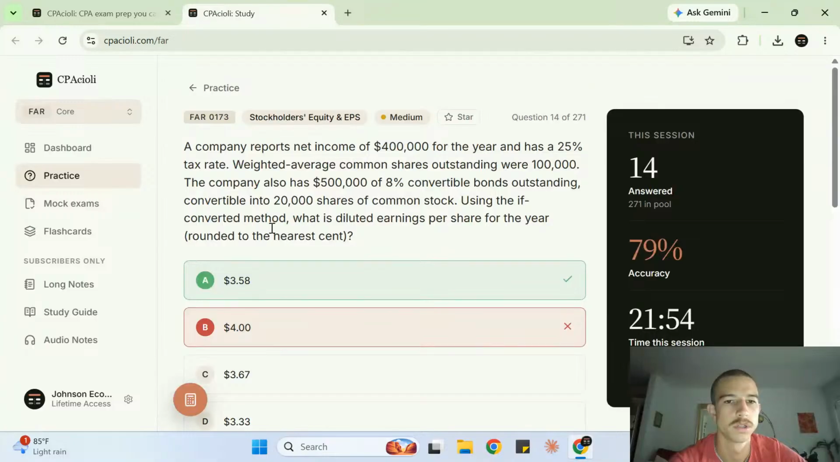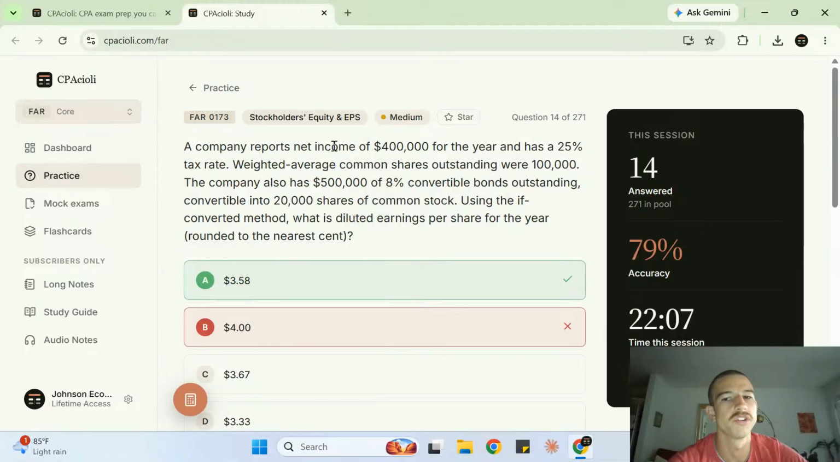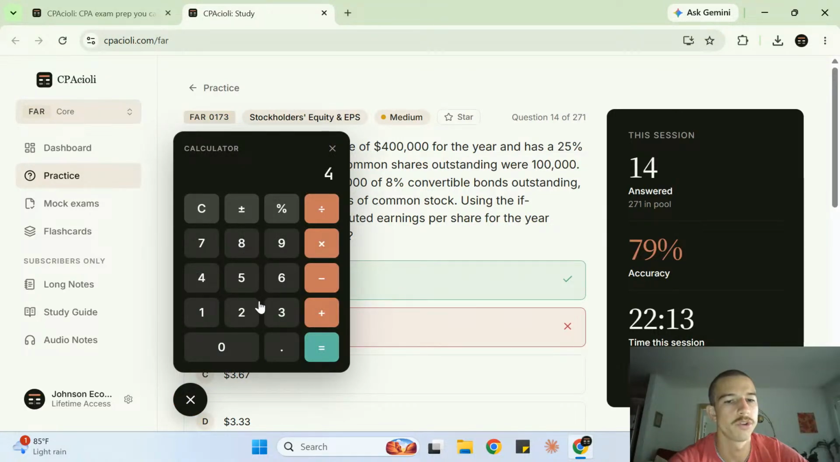So you have to take 500,000 times 8%, which is 40,000. But then you have to subtract the tax out, so it's 30,000. So 430,000 divided by the 100 plus the 20,000. So it'd be 430,000 divided by 120,000, which is correct.